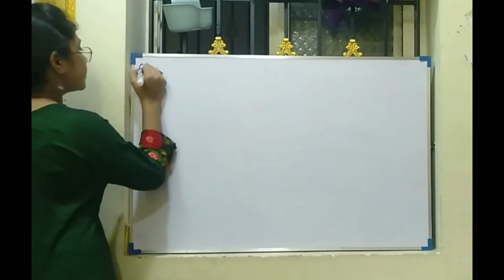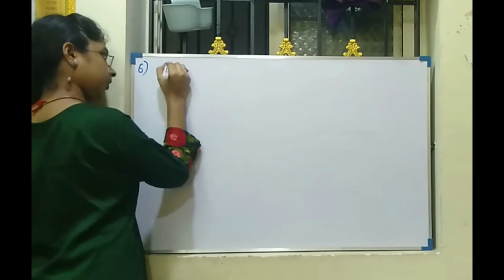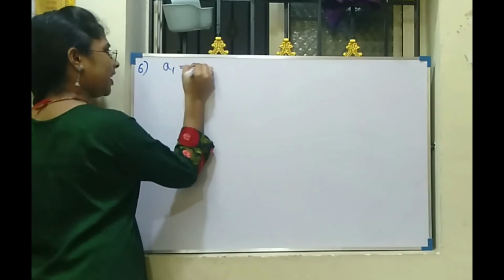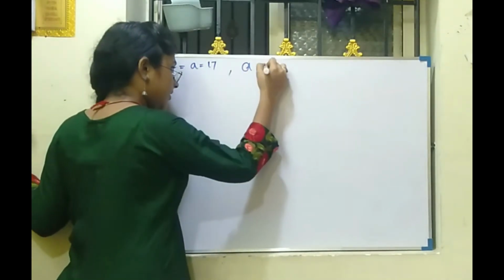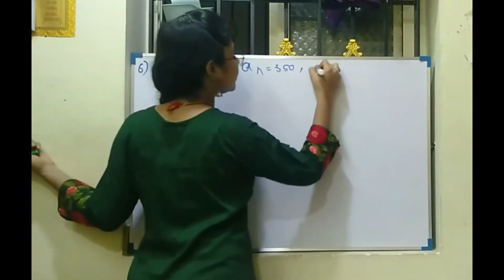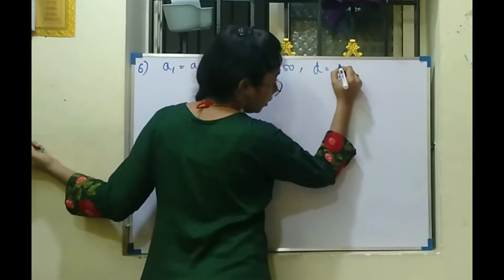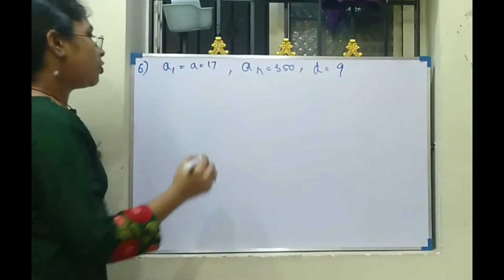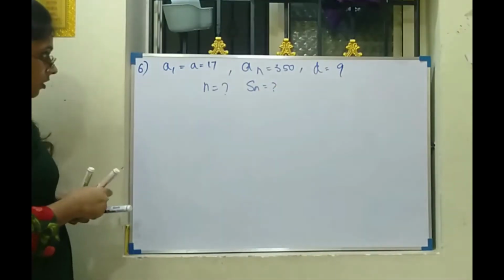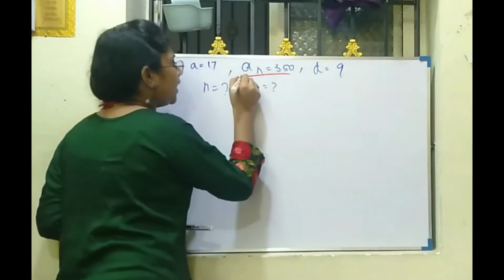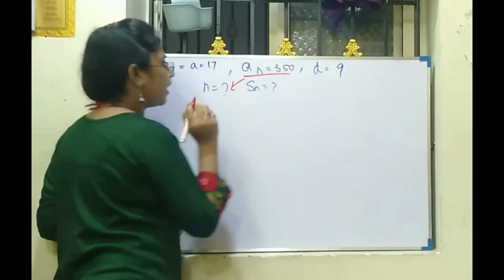So the given data are a1, which is equal to a, is equal to 17, an is equal to 350 and d is equal to 9. We don't know what n and Sn are. What is the formula for an? To find n we need to use the formula an.